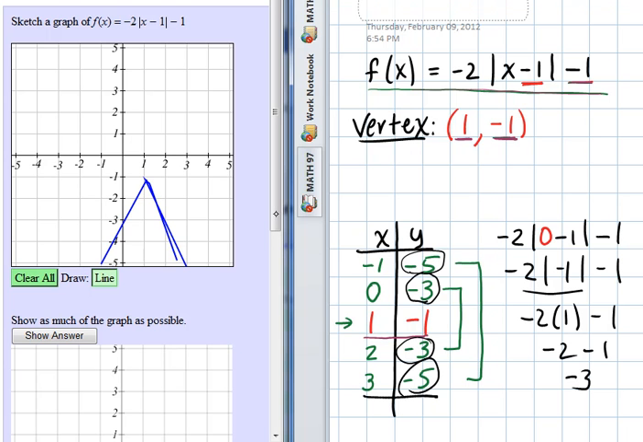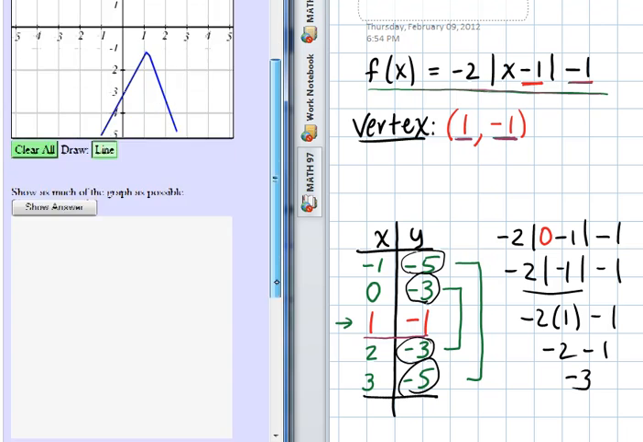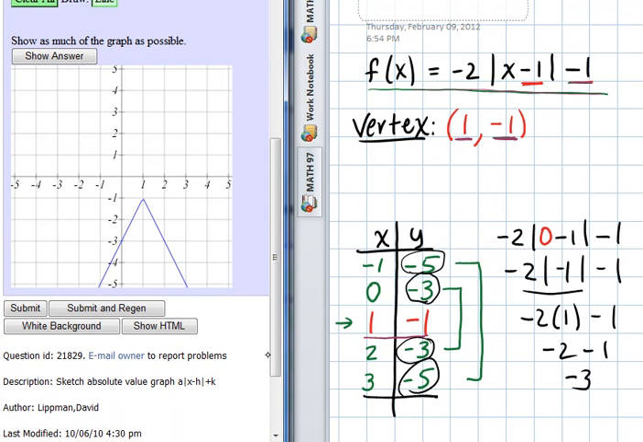Again, part of the problem I'm having is with this recording program, so I'm going to scroll down here and show you what it should look like. There we go.